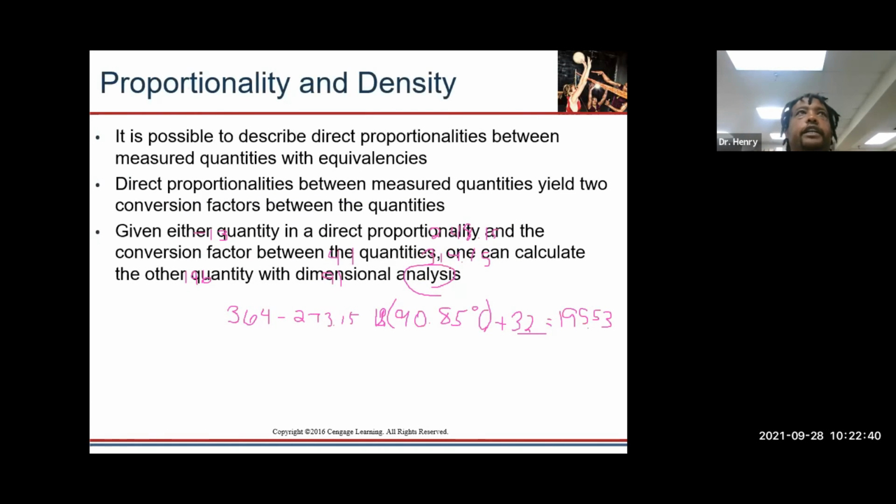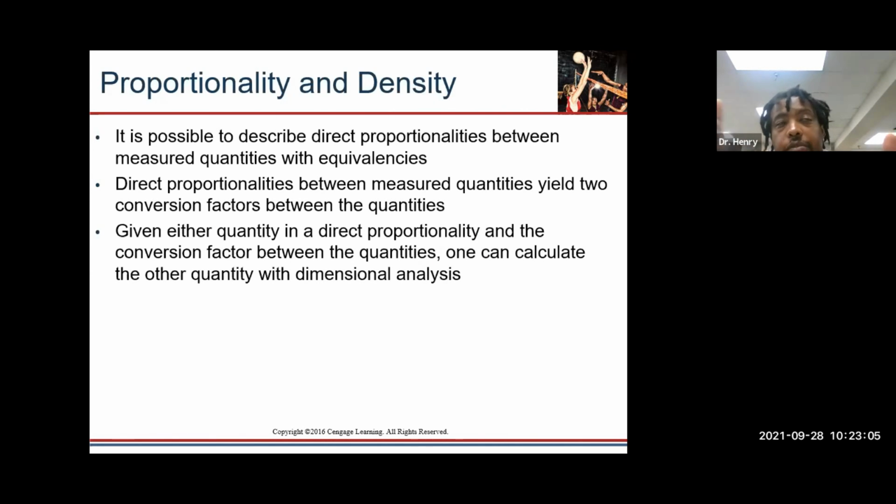Okay, so the next part is proportionality and density. When we talk about proportionality, we can talk about whether something is going to be directly proportional or indirectly proportional. Directly proportional basically means that as one thing goes up, the other thing is going to go up. Let me give you an example.